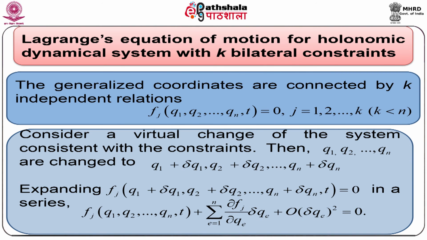Here the generalized coordinates are connected by k independent relations given by f_j, a function of generalized coordinates q1, q2 up to qn and time t, equal to 0. Please note that we are considering a dynamical system having n degrees of freedom where there are k bilateral constraints. These are the constraint relations. j varies from 1, 2 up to k. k must be less than n. n indicates the degree of freedom of the system.